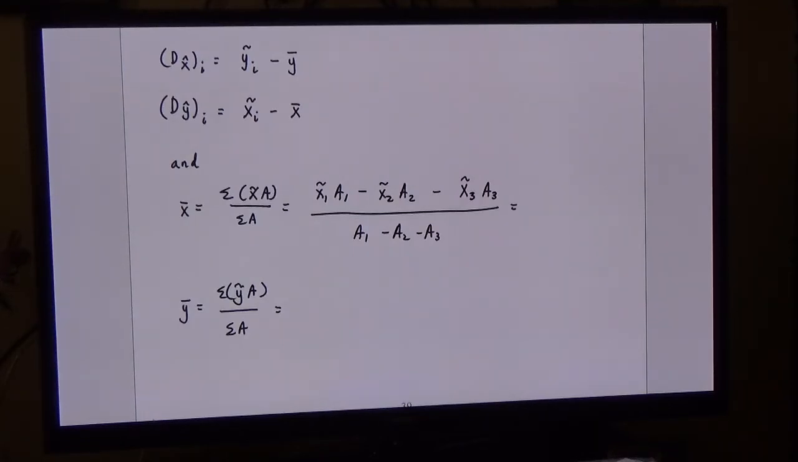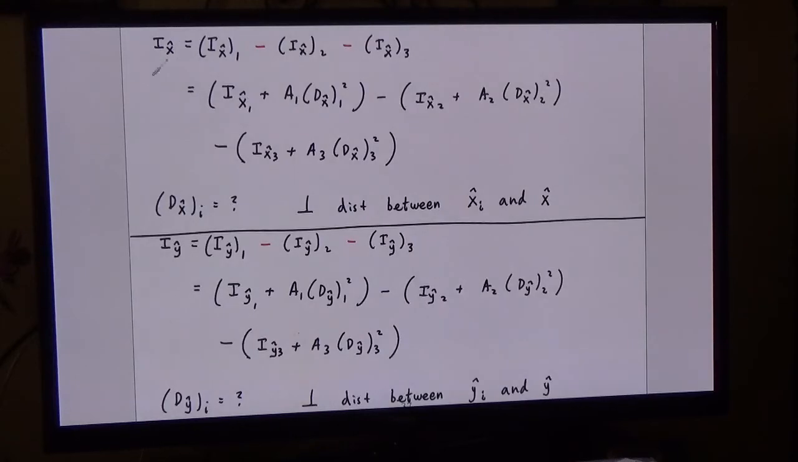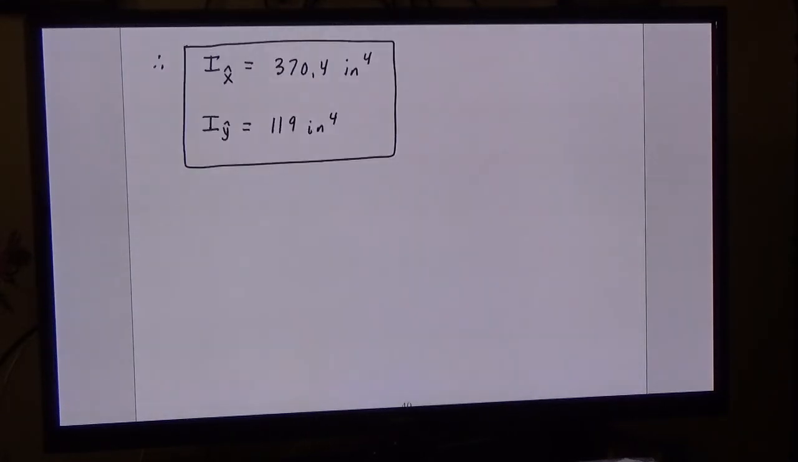So for x bar, I want you to check this and calculate it on your own. 2.53 inches. For y bar, 4.62 inches. Now, everything is pretty much known. I can just go back into these equations for I x hat, I y hat, and calculate the number. So I want you to check this and see if we get I about x hat should turn out to be 370.4. I about y hat should turn out to be 119 inches to the fourth.